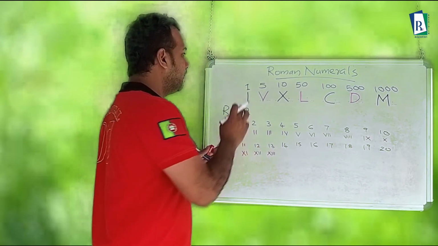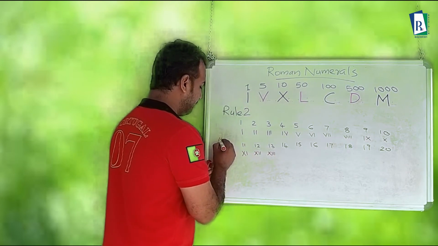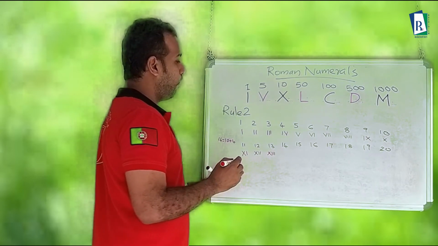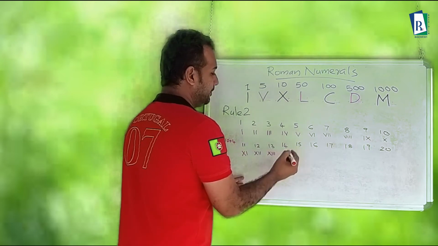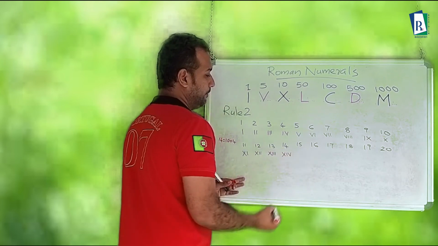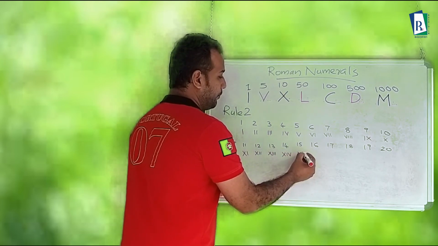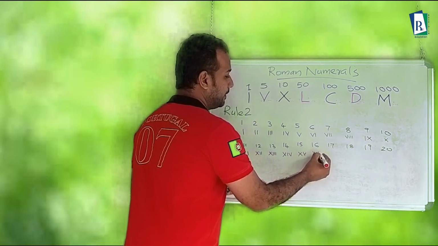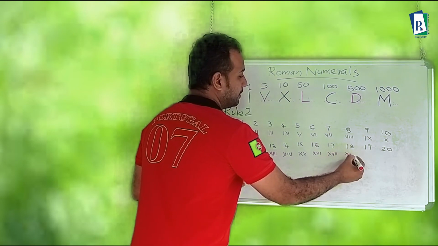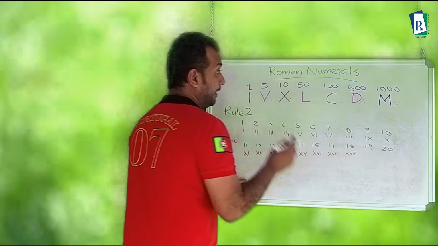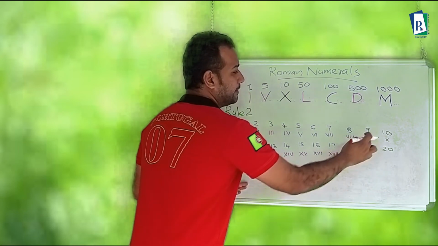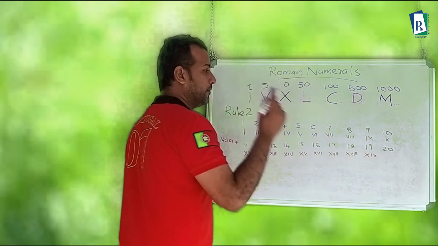We are writing 14. You just split the 14 by 10 plus 4. So what is 10? 10 is X. What is 4? See the 4. This is 14. 15 also 10 plus 5. 16, 10 plus 6. 17, 10 plus 7. 18, 10 plus 8. 19, 10 plus 9. 10 is like this. 9 is like this. 20 you can write 2 times.